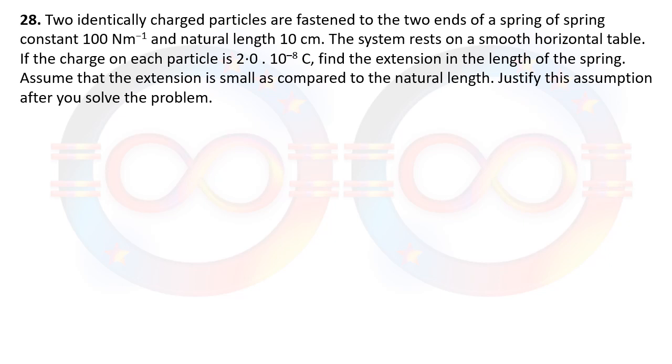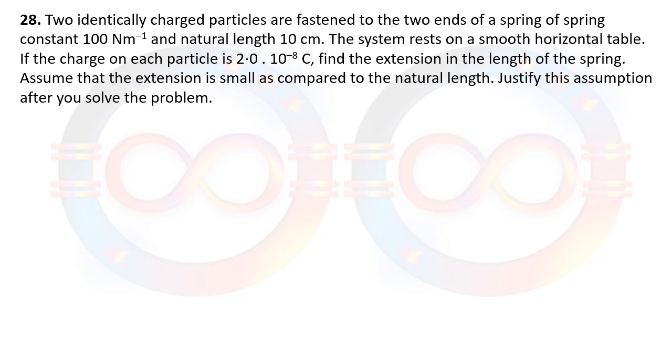Now question number 28 is there. It is saying that two identically charged particles are fastened to the two ends of a spring of spring constant 100 Newton per meter and natural length 10 centimeter. Natural length means there is no elongation as well as no contraction in the spring. The spring is kept without any extension as well as compression.